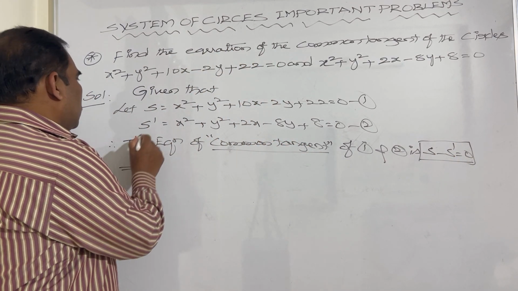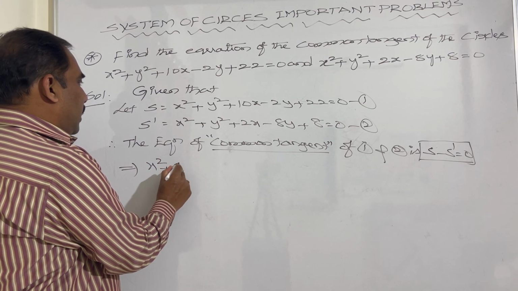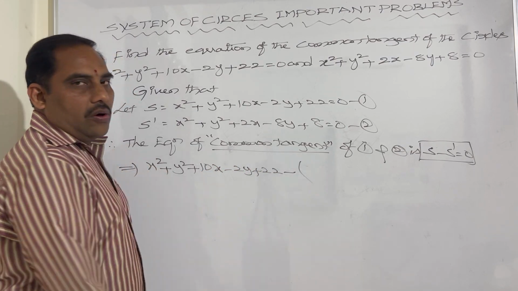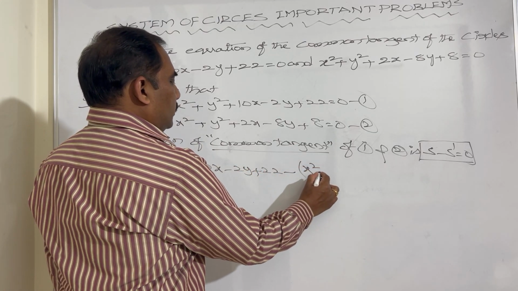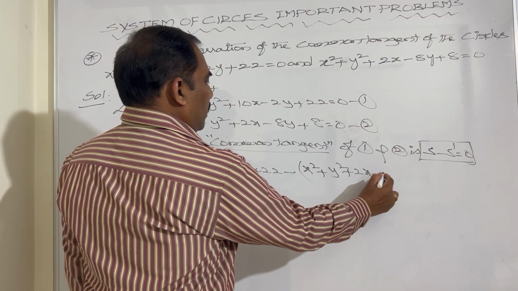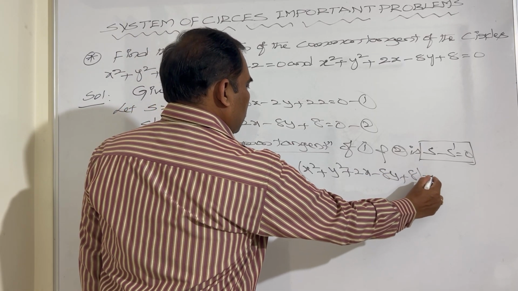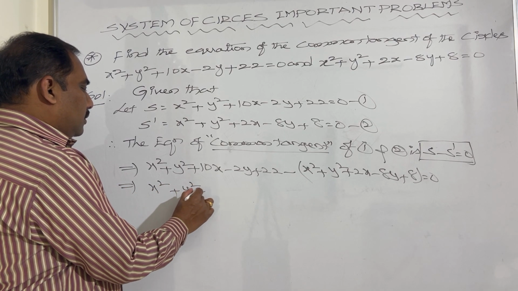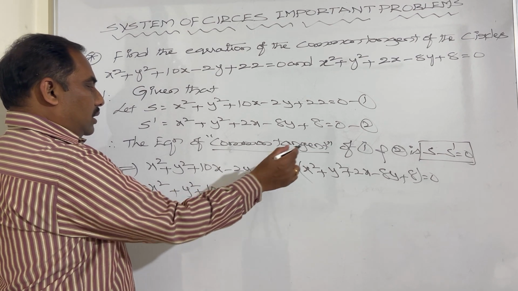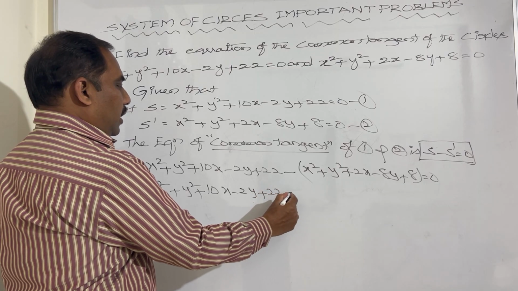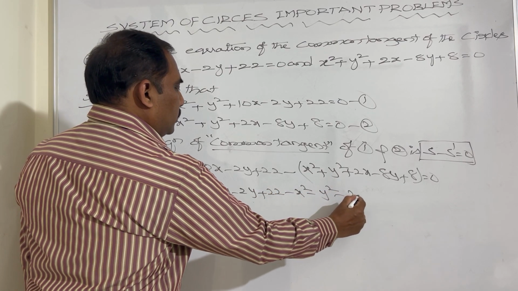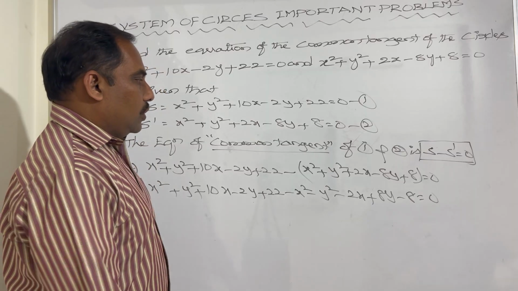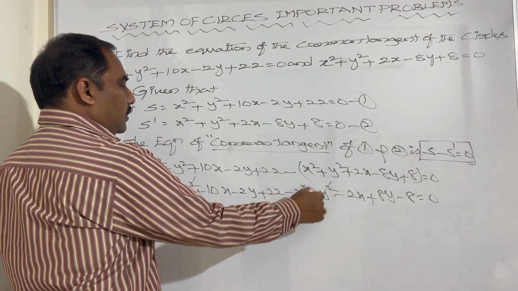This implies x squared plus y squared plus 10x minus 2y plus 22, minus x squared plus y squared plus 2x minus 8y plus 8, equals 0. Here we have to multiply all the terms of the second equation by minus, then we get minus x squared minus y squared minus 2x plus 8y minus 8 equals 0. Now x squared and y squared get cancelled.